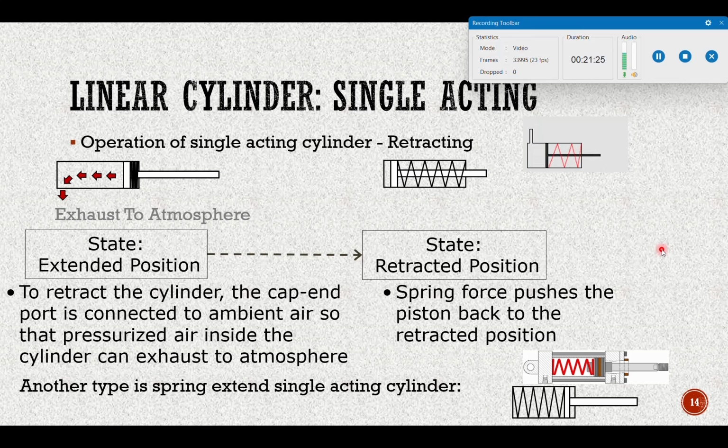Now when it's retracting, we would stop the pressurized air coming into the cylinder, so the spring would push back and then exhaust the air to the atmosphere. The cap end port is connected to ambient air, so that the pressurized air inside the cylinder can be exhausted to atmosphere. Then the spring would push the piston back to its retracted position.